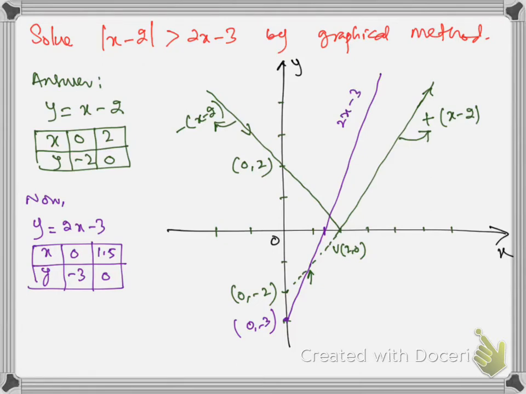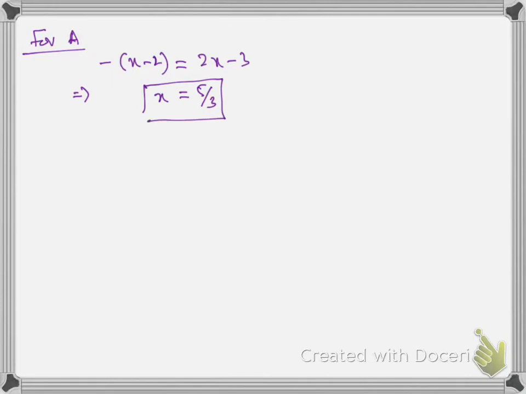There is only one intersection point, which is labeled as A. To get the value of x, we need to solve 2x minus 3 with the minus x minus 2 equation. Here we'll solve this equation. Therefore, the x coordinate of the point of intersection is 5/3.